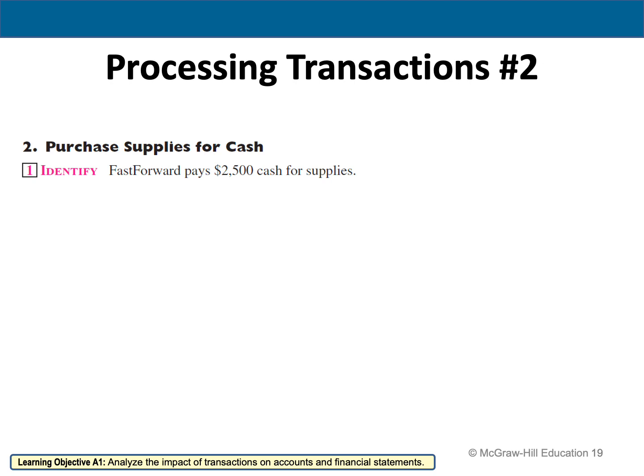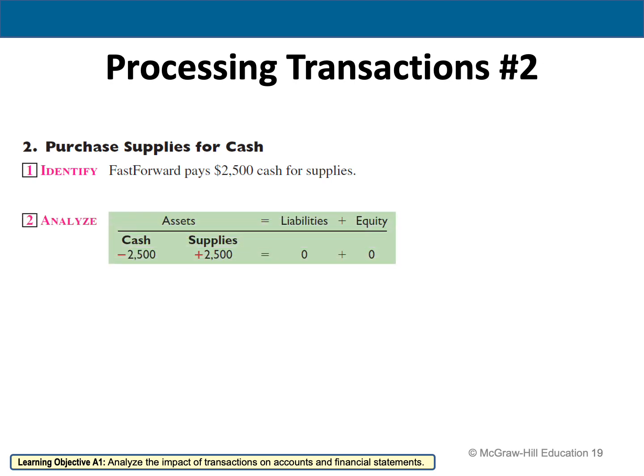So if I analyze this transaction, I'm going to say that my cash is decreasing. Why? Because I'm paying cash out of my pocket, or out of the company's money. So the cash is decreasing. But because I purchased supplies, my supplies is increasing. So both cash and supplies are part of the assets. But now my cash is decreasing.